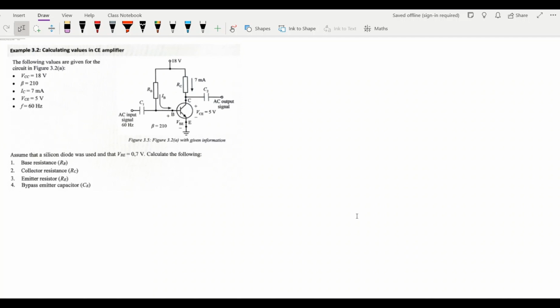Now, at this point, they want us to assume that we are using a silicon diode that has a value of 0.7 volts as a VBE. We need to calculate the base resistance, the collector resistance, the emitter resistance, and the bypass emitter capacitor, which is CE.